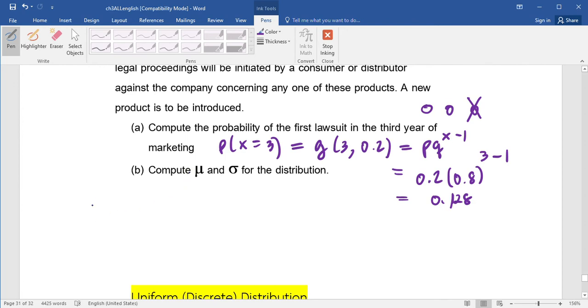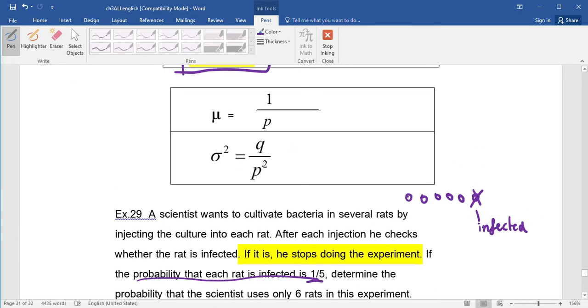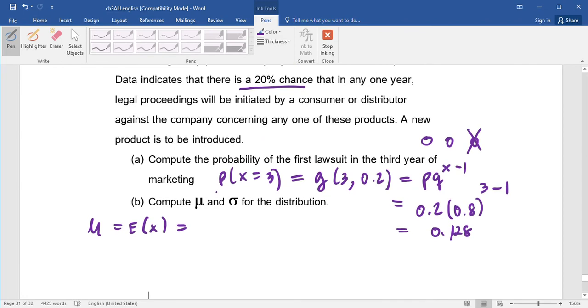Compute mu and sigma for the distribution. Mu is Ex, and according to the geometric distribution, Ex is 1 over P. You can prove that by using the definition of expected value, but we didn't show it in the lecture note. We didn't want to spend time on the proof, so let's just apply it. 1 over 0.2. What is that? 5. What's the unit of mu? What is the unit of mu or Ex? Expected value of x. Unit is the same as x.